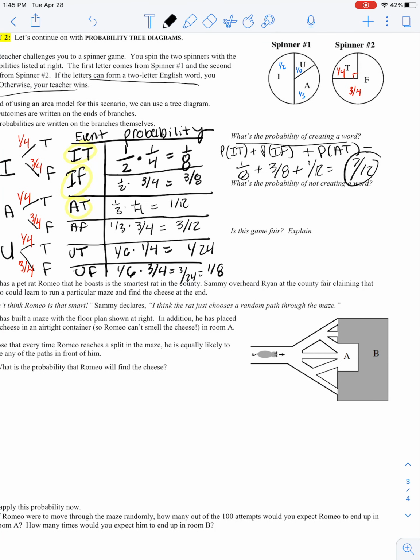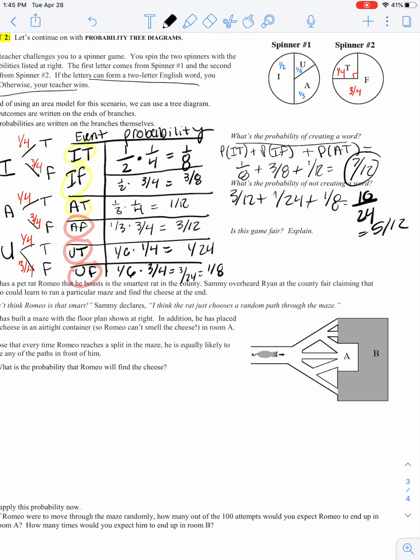What's the probability of not creating a word? Well, let's look at this. Let's see, of not creating a word. All right, so AF, UT, UF. So that's 3 over 12 plus 1 over 24 plus 1 over 8. So the probability of not creating a word is equal to 10 over 24, which is equal to 5 over 12.